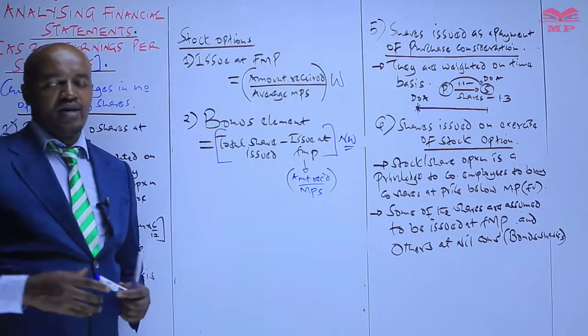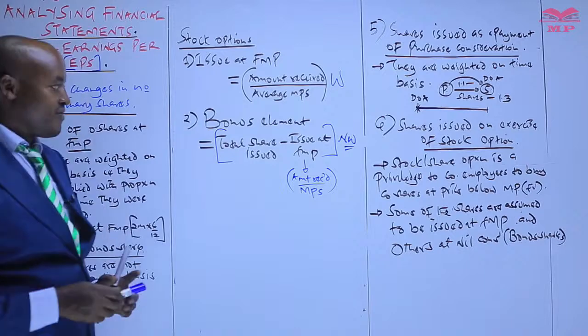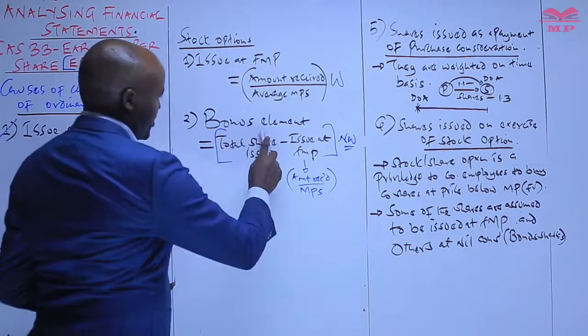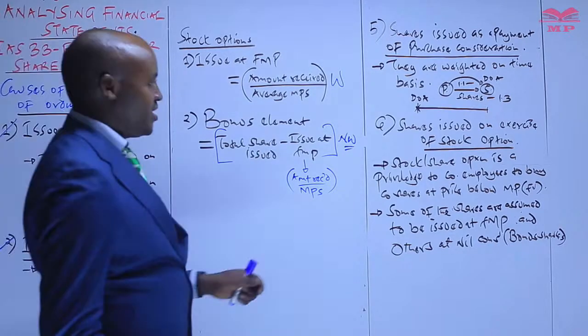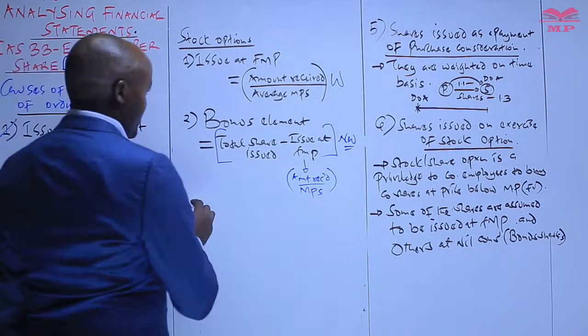And then number 2, if you're given information about the previous financial year, you also have to restate the earnings per share of the previous year using these bonus shares, or using that bonus what? Element. That's how we deal with the stock option, specifically when computing the weighted average number of ordinary shares.